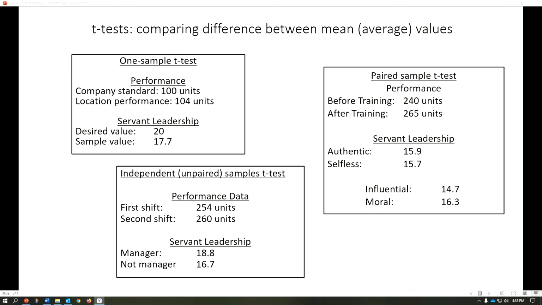Hello, in this video we are going to discuss t-tests. This is a relatively common and somewhat simple statistic. You compare the difference between mean scores, mean values, average values. In general, there are three different types.